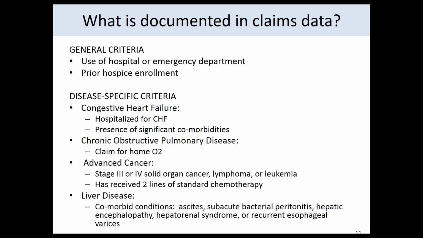For COPD, many health plans would be able to access information about authorizations or billings that would point to patients receiving home O2 therapy. For advanced cancer, primary and secondary diagnosis codes can get at the presence of metastatic disease, lymphoma, and leukemia, and you can also use diagnosis procedure codes as well as other claims data to document delivery of standard chemotherapy. And for liver disease, all of these comorbid conditions are possible to find evidence of through primary and secondary diagnosis codes associated with clinic visits, any number of ambulatory services, as well as hospital admissions. Next slide, please.